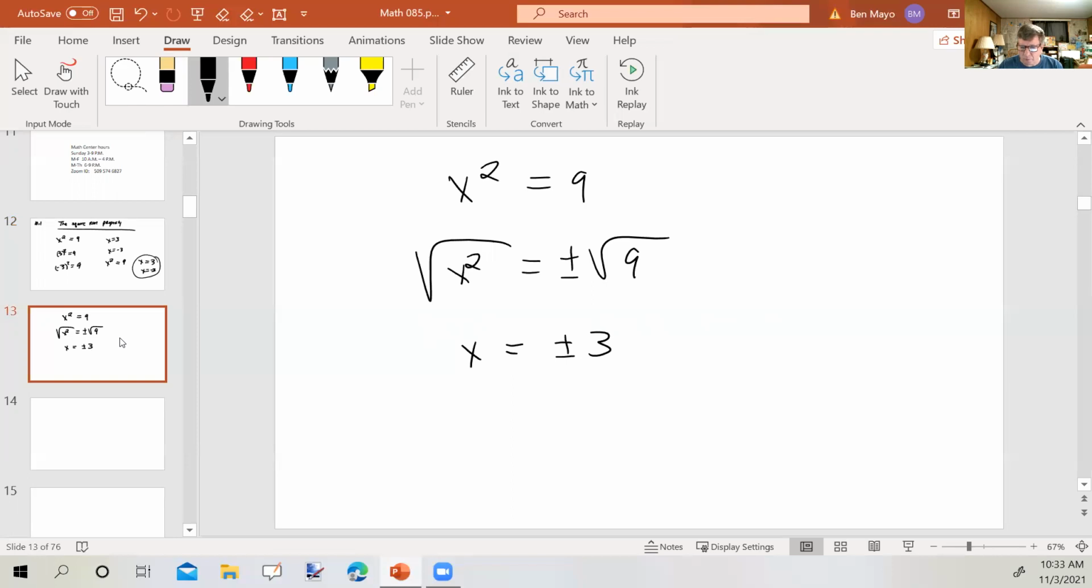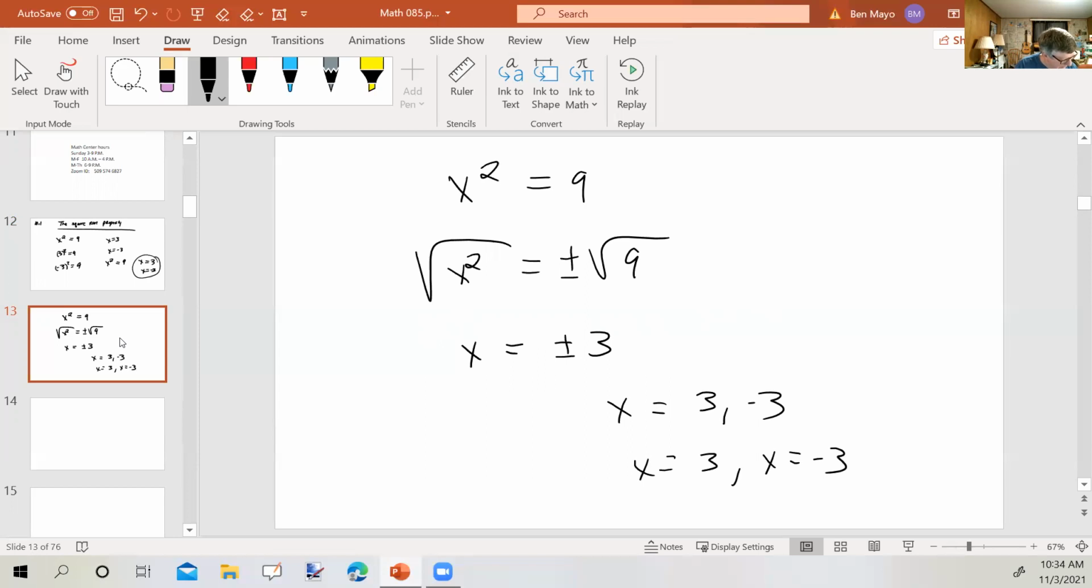And this is acceptable notation in the mathematical community. However, WebAssign doesn't have this notation as an option, at least not that I'm aware of. So you'd say x equals 3, comma, -3. Or x equals 3, x equals -3. All right. Any questions about this example?